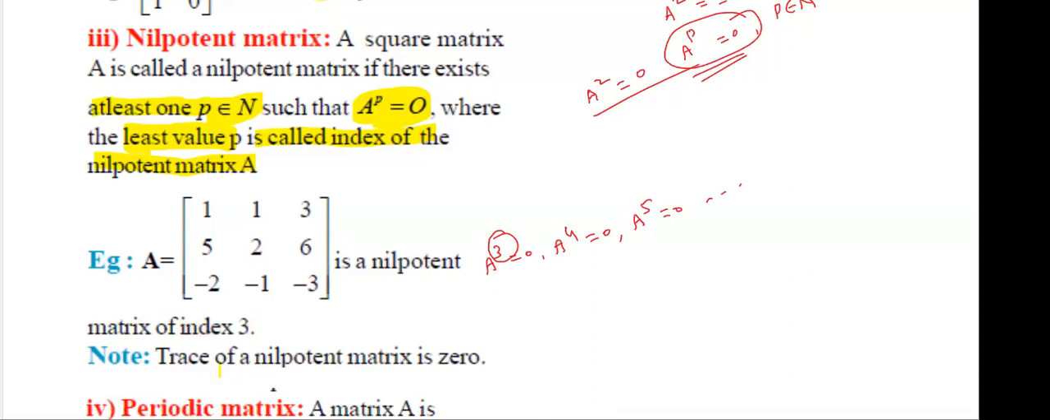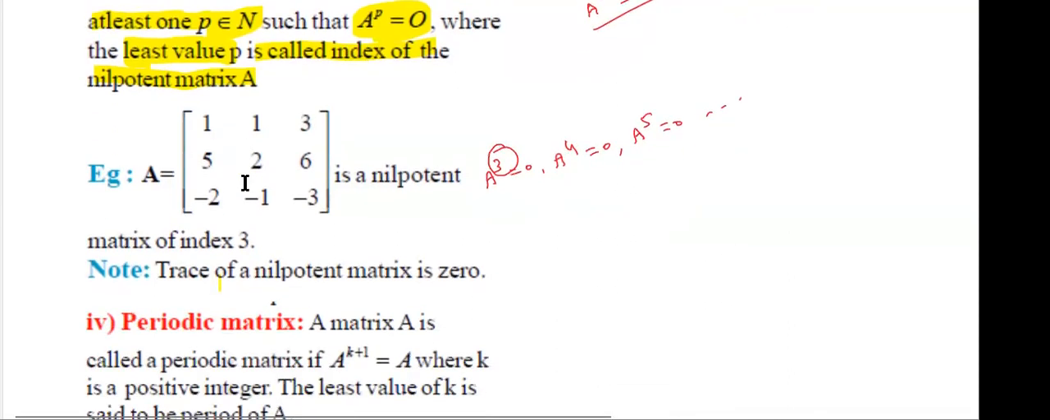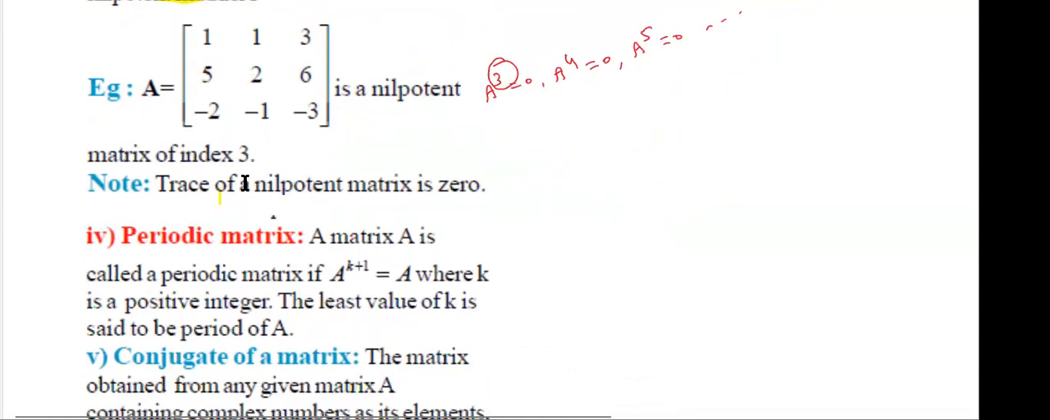Here the note is that trace of a nilpotent matrix is 0. Observe here. What is trace? Sum of principal diagonal elements: 1 plus 2 minus 3. Is it 0 or not? Trace of a nilpotent matrix is 0.